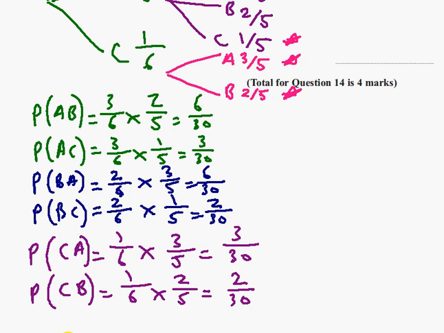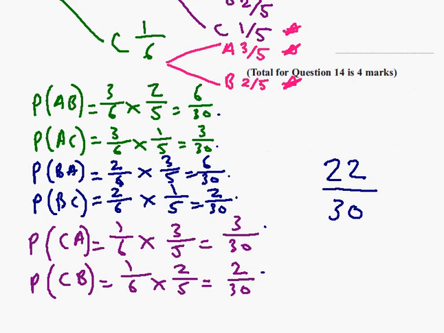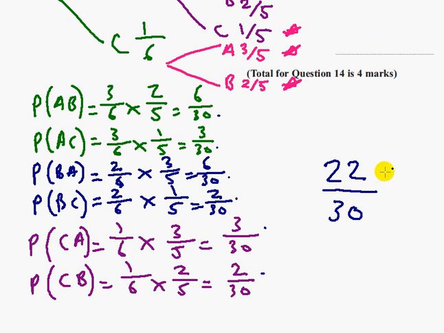You need to add up all of these probabilities that we want. Okay, so let's do it. So 6 add 3 is 9, 9 add 6 is 15, 15 add 2 is 17, 17 add 3 is 20, add another 2 is 22 out of 30. So 22 out of 30, or 22 30ths, is the probability that Rachel will get 2 different cards. Okay, and that is the final answer. So 22 out of 30 is the final answer.